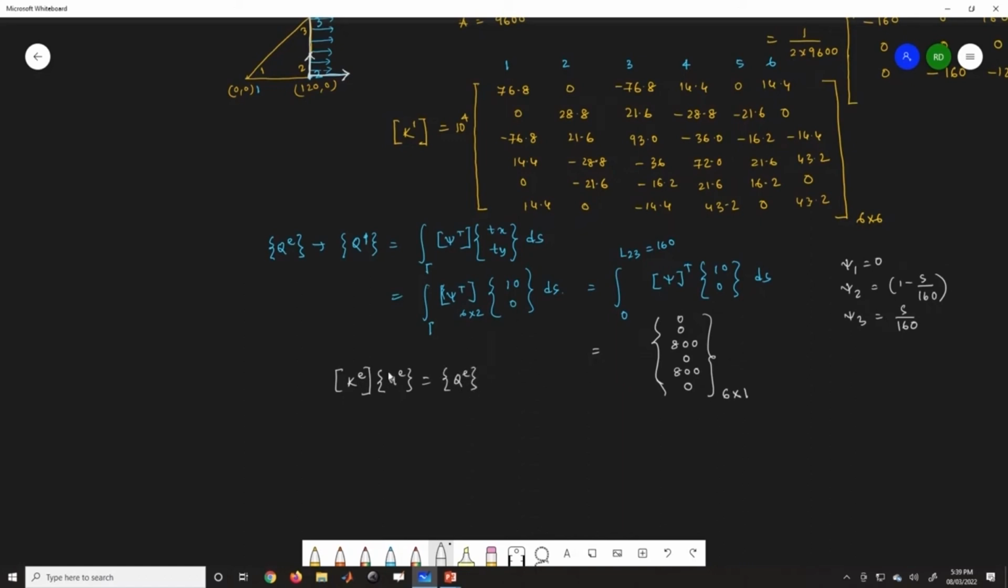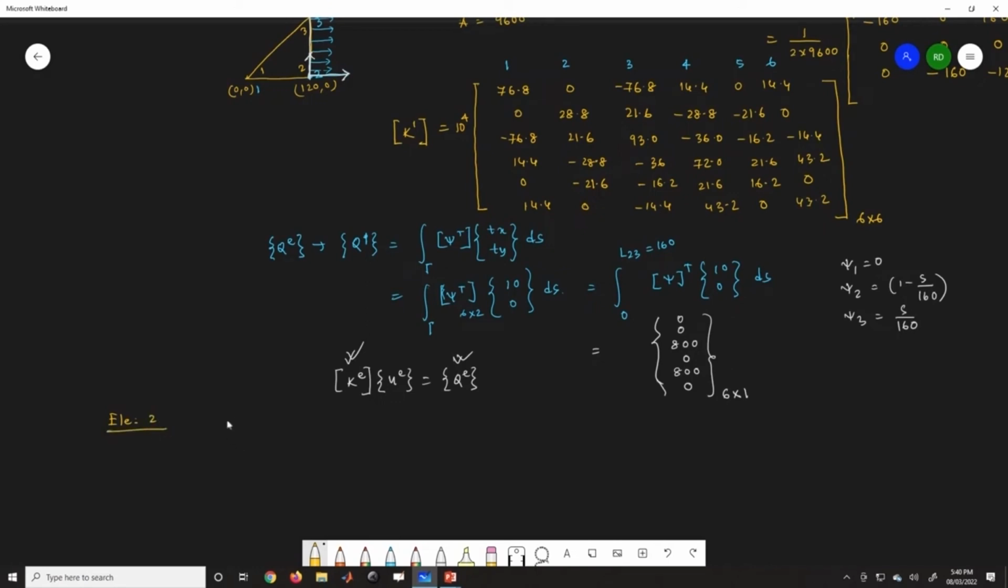So I know everything here, this quantity I know, this quantity I know. So elemental equilibrium for the first element is done. Now I go to element 2. If I follow the same procedure, I will get the stiffness matrix.